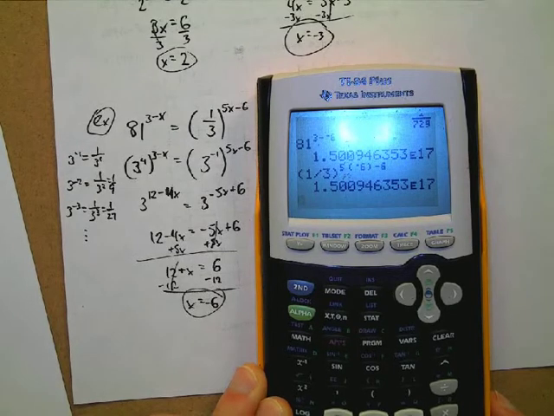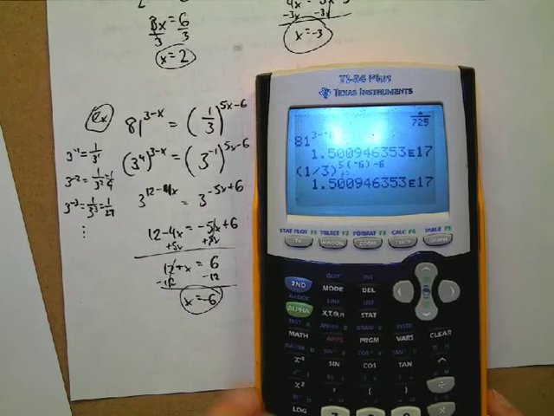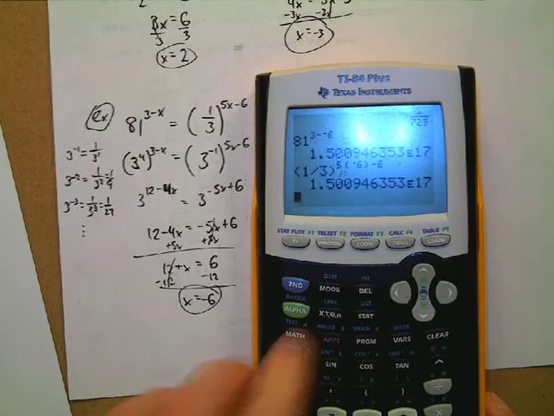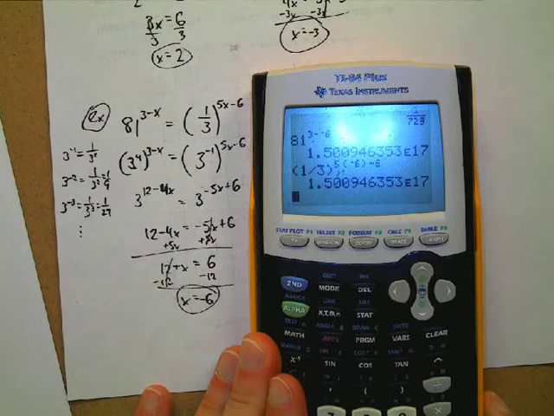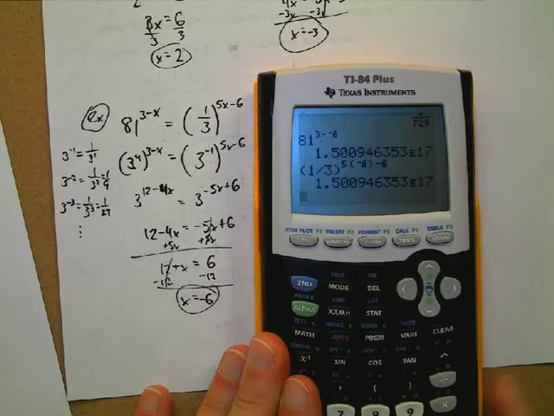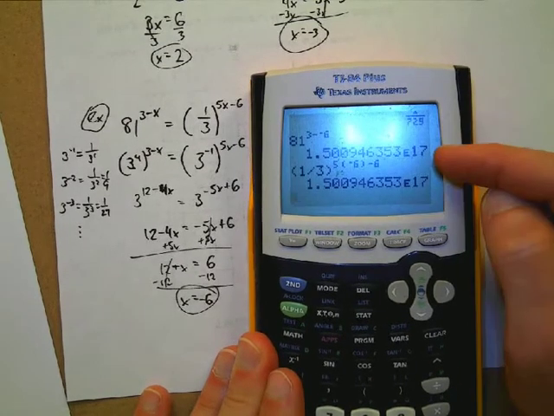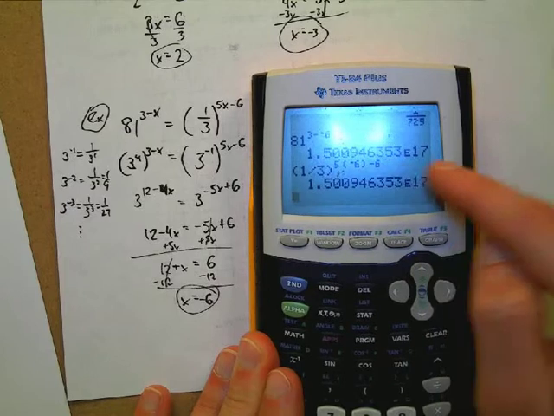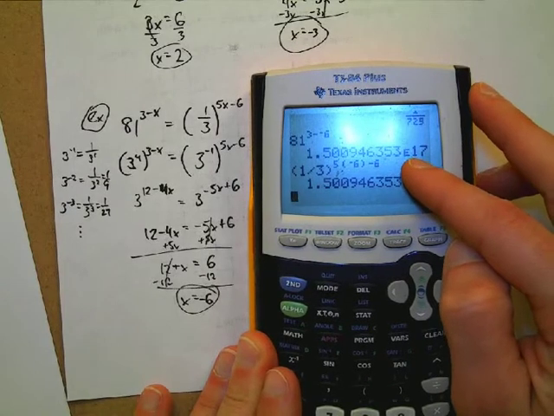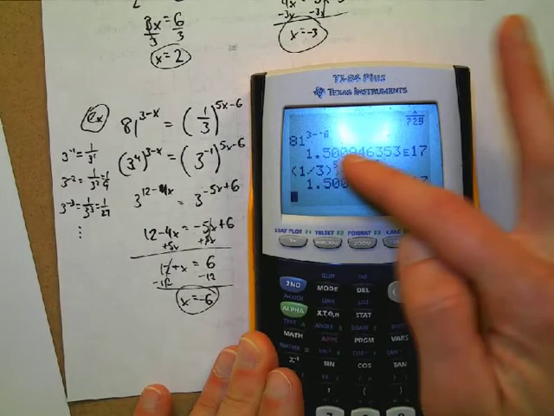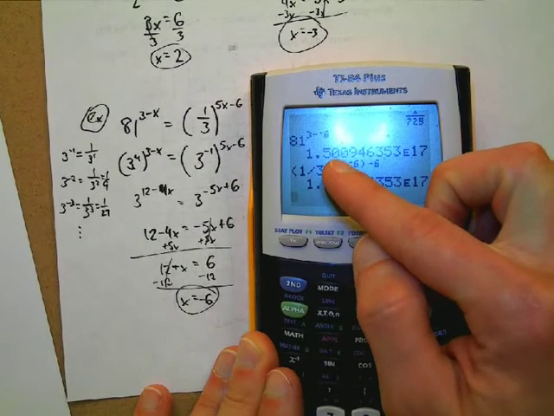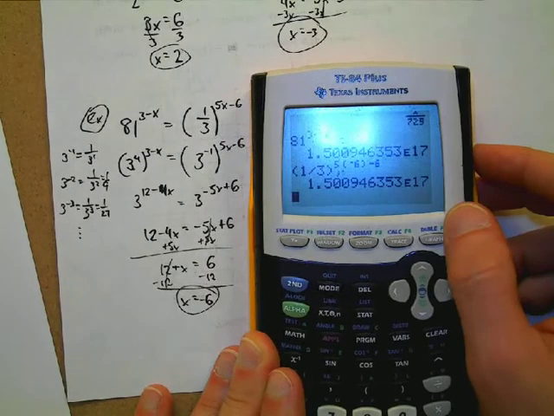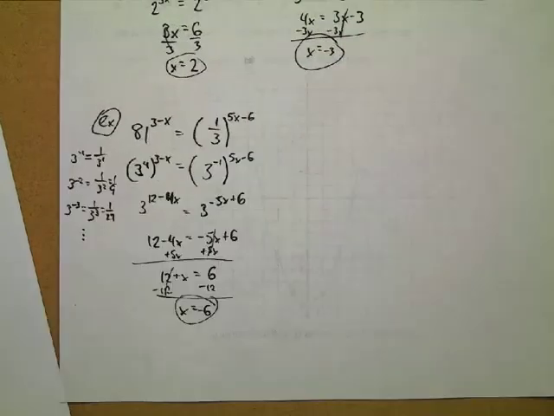Oh, wait, but it's e to the 17. Never mind, it's a gigantic number. Okay? You guys know what that e17 means? It's the way for the calculator to do scientific notation. So e17 means this number times 10 to the 17th. In other words, you're going to move that decimal to the right 17 times, and that'll give you the actual number there.